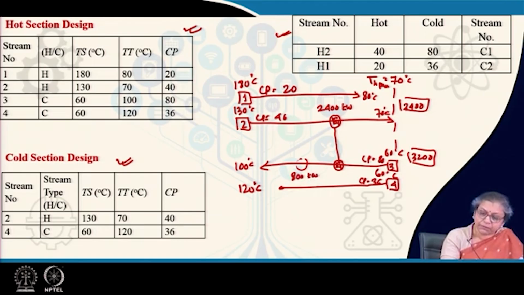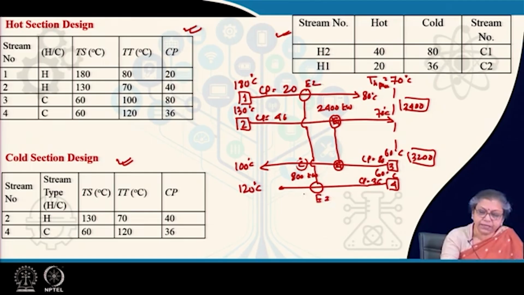This I cannot satisfy by interaction with your stream 1. You can very well note, because of your Cp mismatches. So, in this case, I have no option, I have to put a cooler here. This cooler will be removing this 800 kilowatt of heat. This part is satisfied. Now, across these two streams also I can put a heat exchanger. This is exchanger E2.